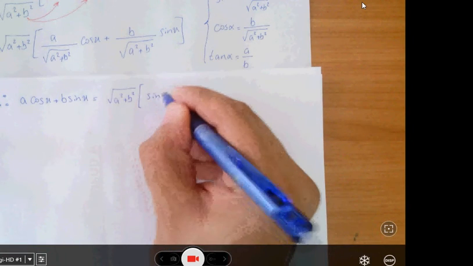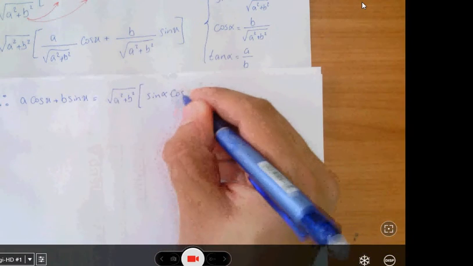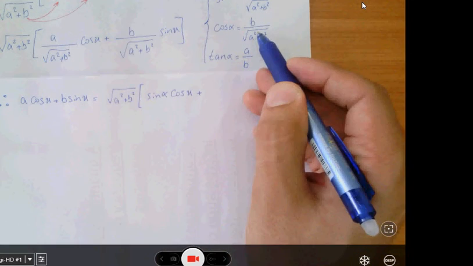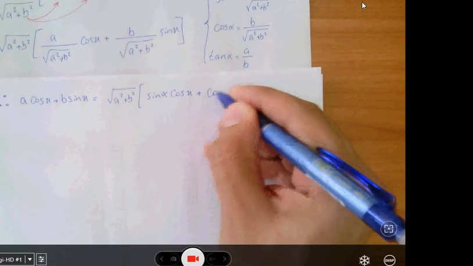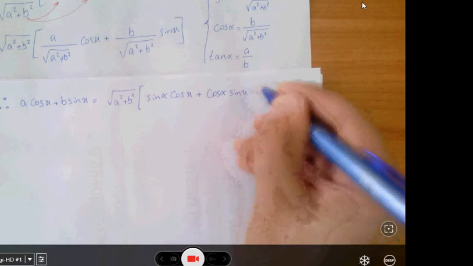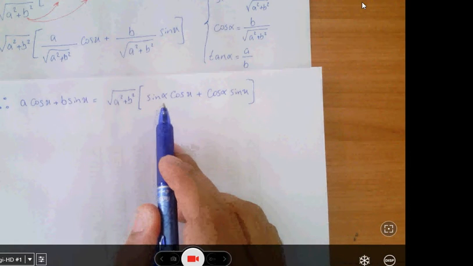Very good. And I have what left? Cos x. Very good. Cos x plus b over hypotenuse. Well, b over hypotenuse is nothing but cos alpha. There you go. Cos alpha, and then I have sine x. Excellent. Perfect. It's coming about, huh? Okay. Now, does this look familiar to you at all?